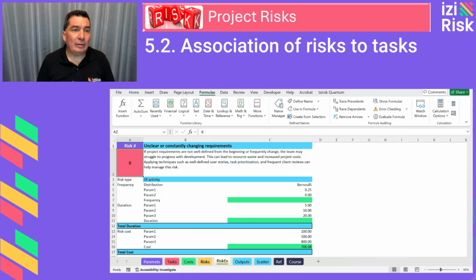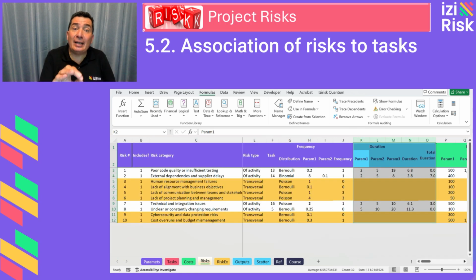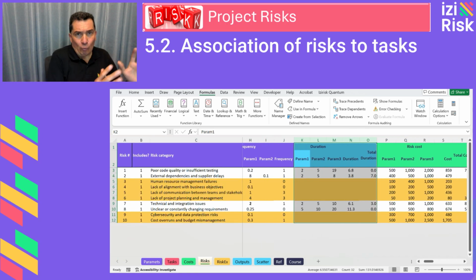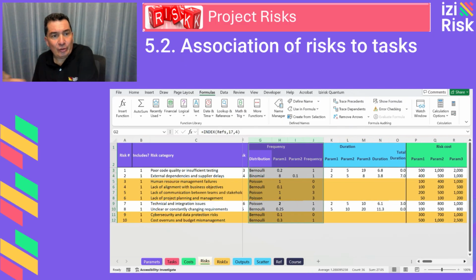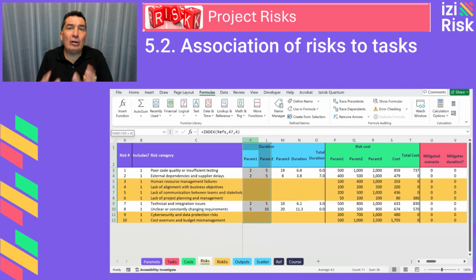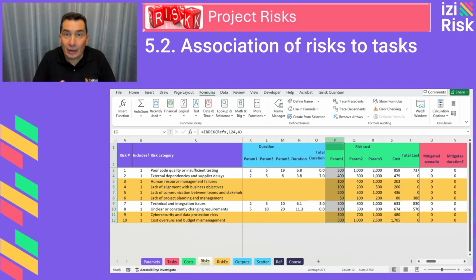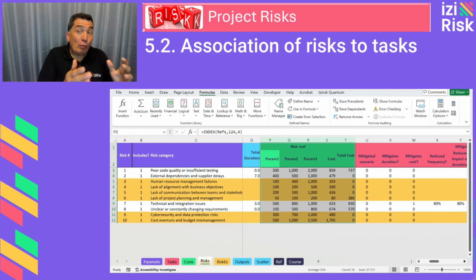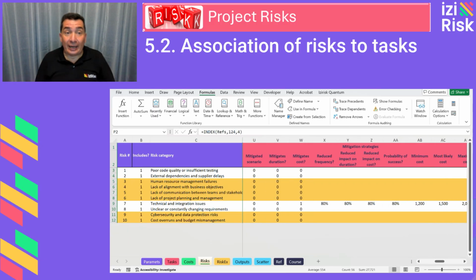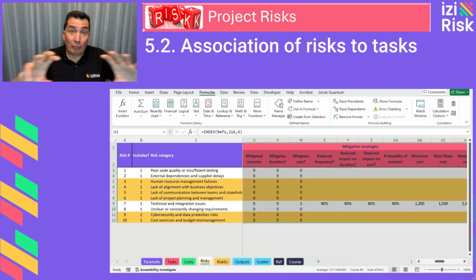So now we conclude. In this section, we have created an initial risk table, including: 1. Risk details, 2. Frequency and probability distributions, 3. Impact on durations and costs. In the next part of the course, we will explore mitigation strategies, analyzing which risks can and should be mitigated and how this affects the risk table.